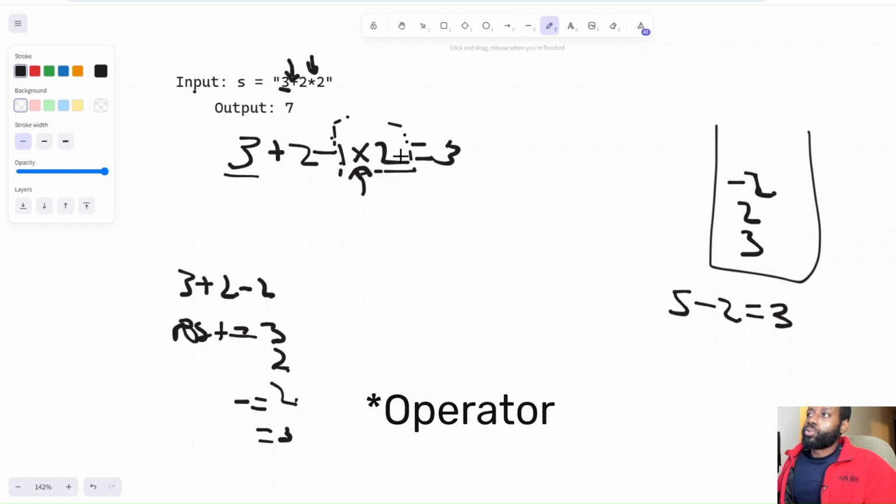So we can know whether to do the evaluation right away or wait. That's kind of what I'm doing. We're going to keep track of that, and I think that's the gist of it. And then we're going to make sure that we ignore any white spaces that don't matter.